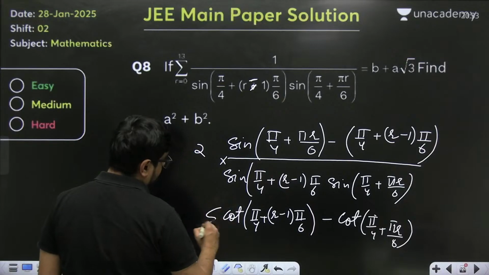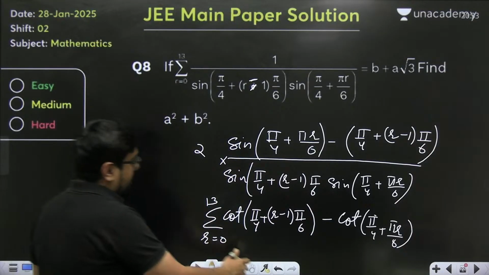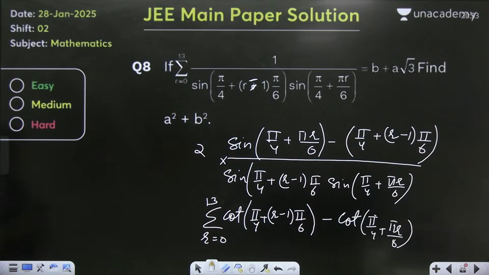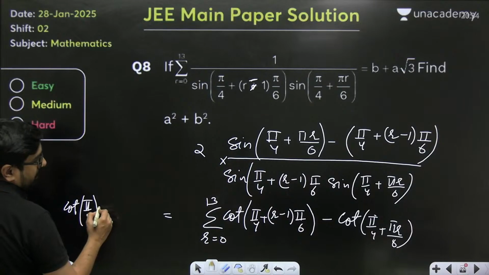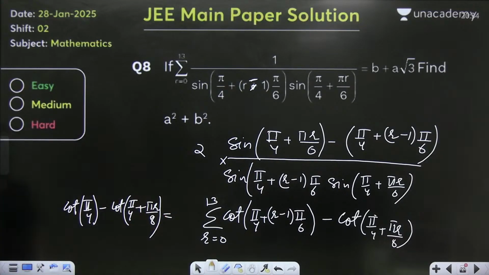Okay, so now on this we have summation, with r from 0 to 13, right? So now this will be our telescopic series. What we have formed over here will be our telescopic series. Terms will get cancelled very easily. You can see minus pi by 6 is getting cancelled. So what will remain? Pi by 4 will remain, and in the end, negative pi by 4 plus pi r by 6. Only this will remain, right? Everything will get cancelled. Only cot of pi by 4 will remain, minus cot of the last term, that means pi by 4 plus pi r by 6. So I think 2 root 3 or something will be your answer.